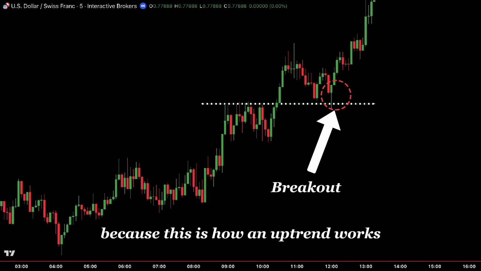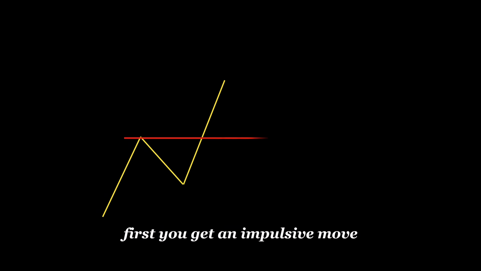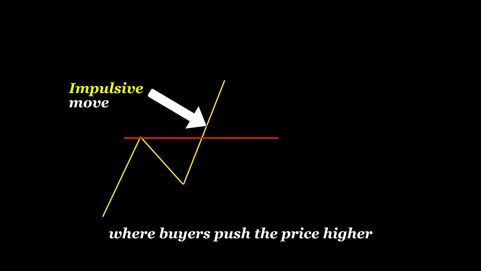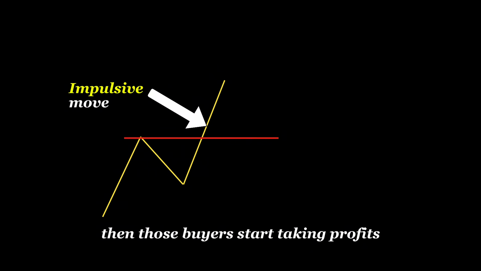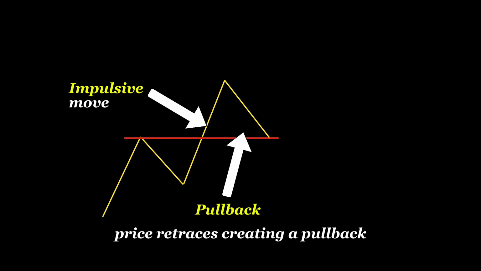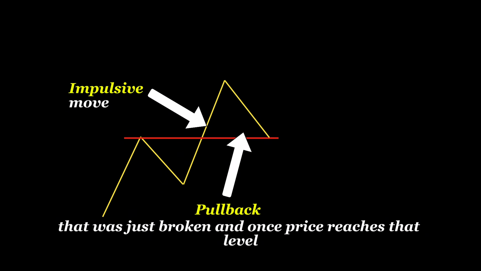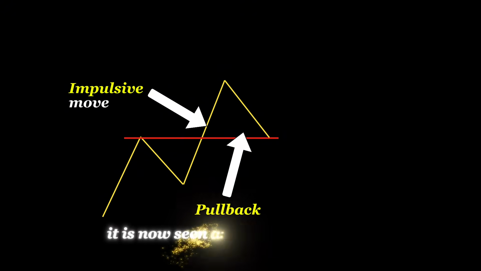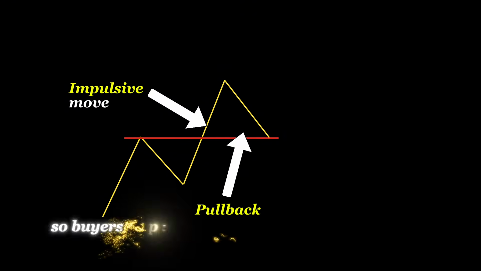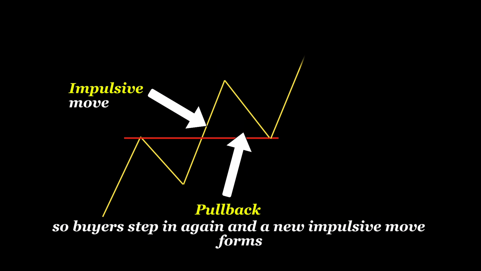Why? Because this is how an uptrend works. First, you get an impulsive move where buyers push the price higher. Then those buyers start taking profits, price retraces, creating a pullback. But that pullback usually returns to the previous resistance level that was just broken, and once price reaches that level, it is now seen as a good price to buy. So buyers step in again, and a new impulsive move forms.